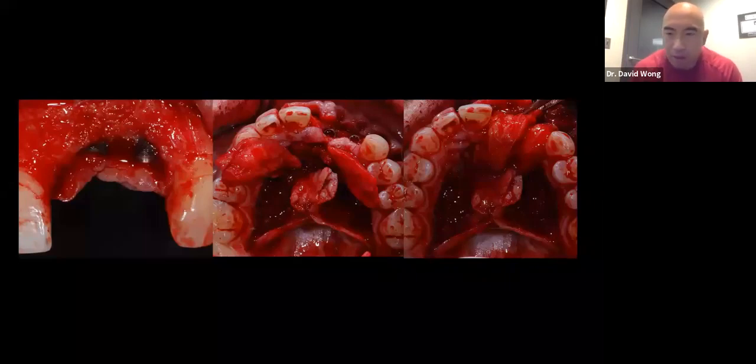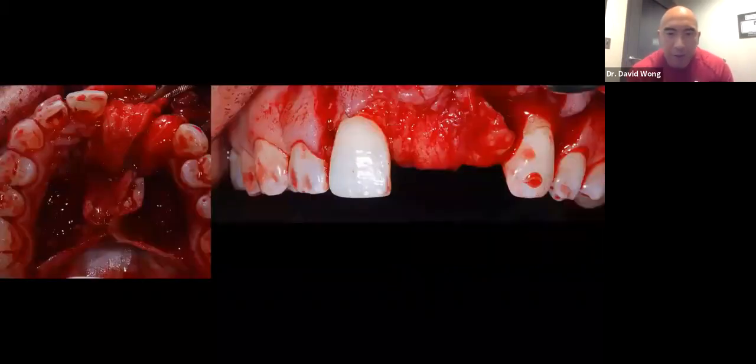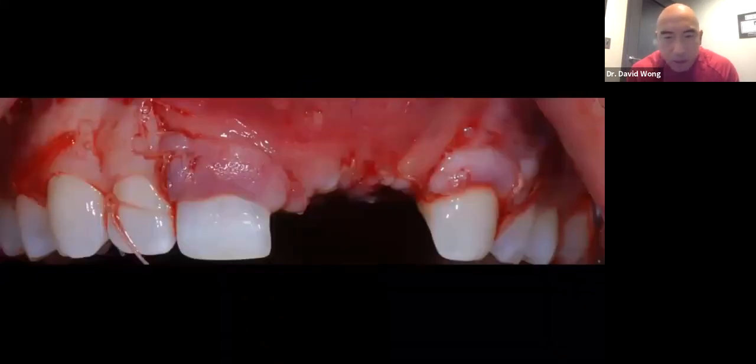This is what it looks like flipped over the sites. And then here, it's important to note that I de-epithelialized the lingual tissue there. So the connective tissue is laying on top of another bed of connective tissue. That's what it looks like here. And from the facial aspect, we're going to gain a lot of tissue here. This is what it looks like sutured up.